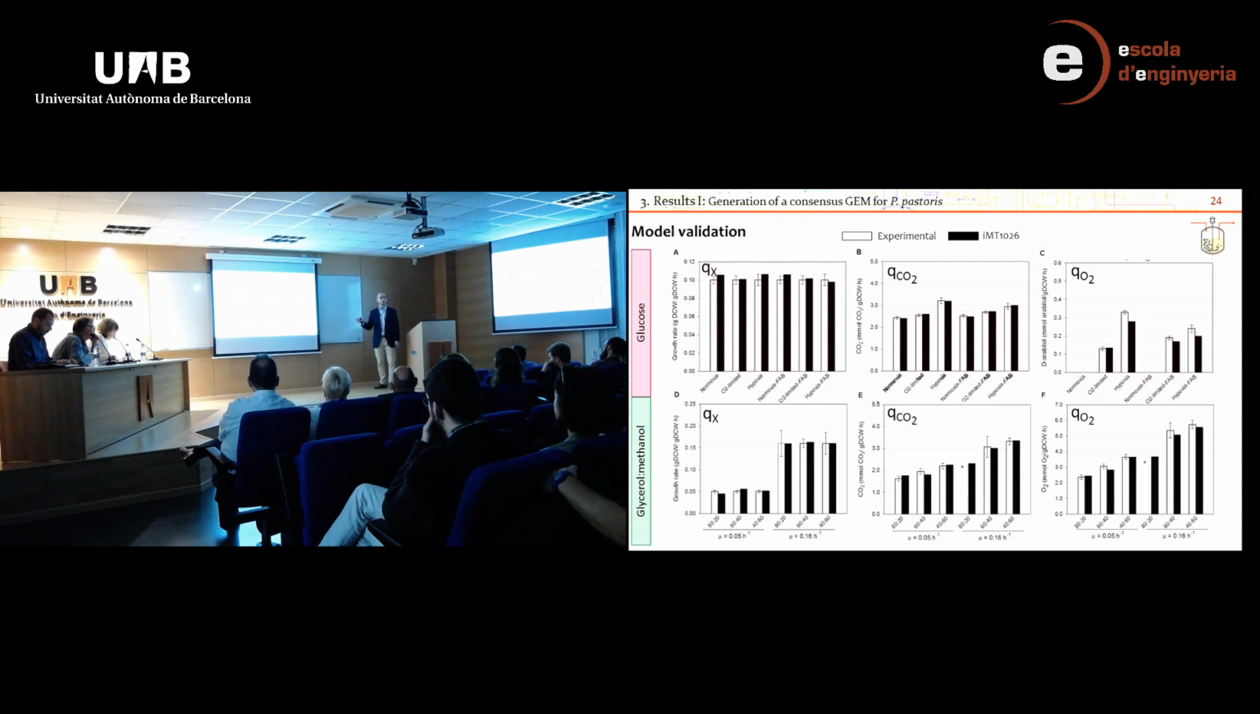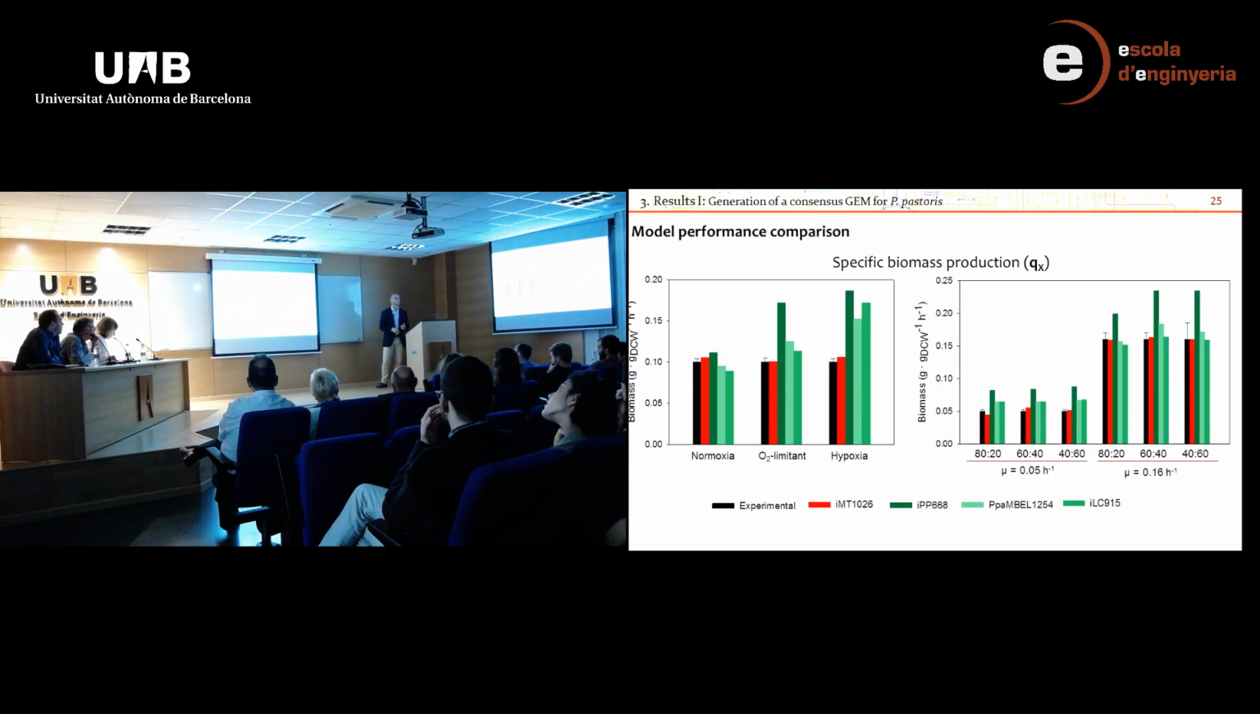Okay, so our model is able to reproduce such experimental data, but now the question is, was it worth it? I mean, there were already 3 available genome-scale metabolic models, so did our work improve the previous ones? So we decided to check it. For example, here is a representation of the specific biomass production, both in glucose cultivations at different oxygen availabilities, as well as the mixtures of glycerol and methanol at different growth rates. As you can see here in red, our model can more accurately predict the experimental data sets in comparison to the previous models that are represented in green.